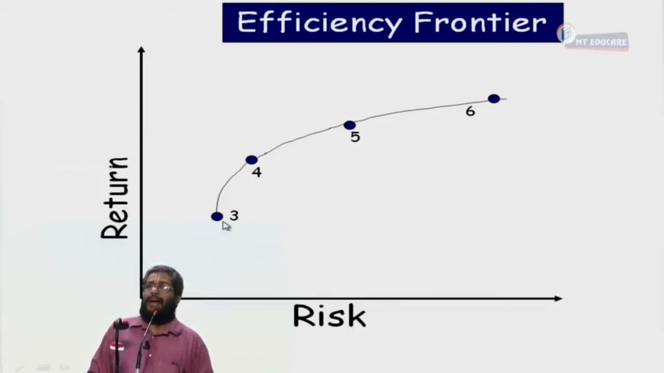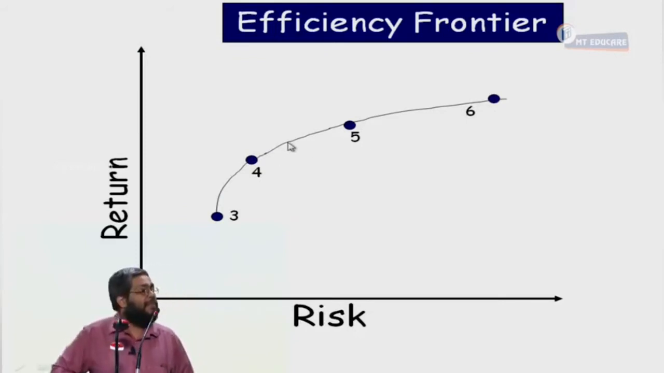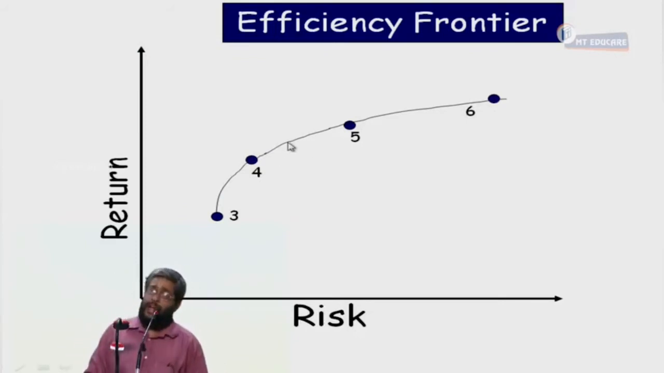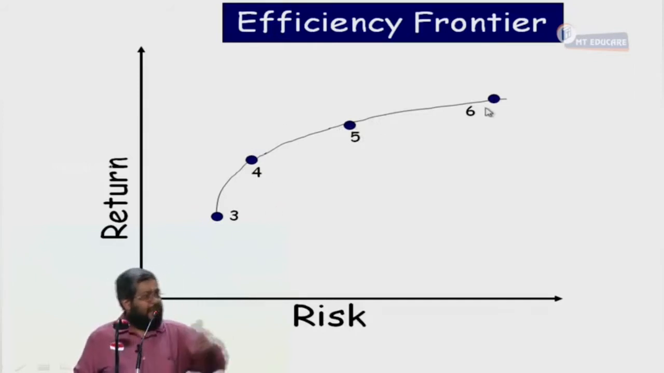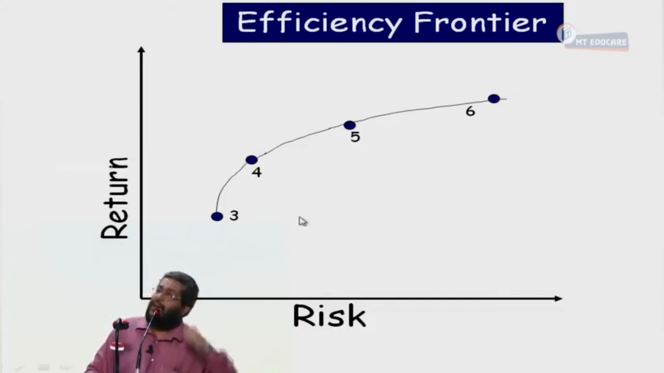Okay, I know that I have to find one of the portfolios on this curve and then invest. The question is, should I invest in portfolio 3 or can I invest in portfolio 4 or can I invest in portfolio 5 or 6 or anything in between? Now, I know that in one of them I should invest. All are efficient. Which should I invest? Invest in 6 or 3?